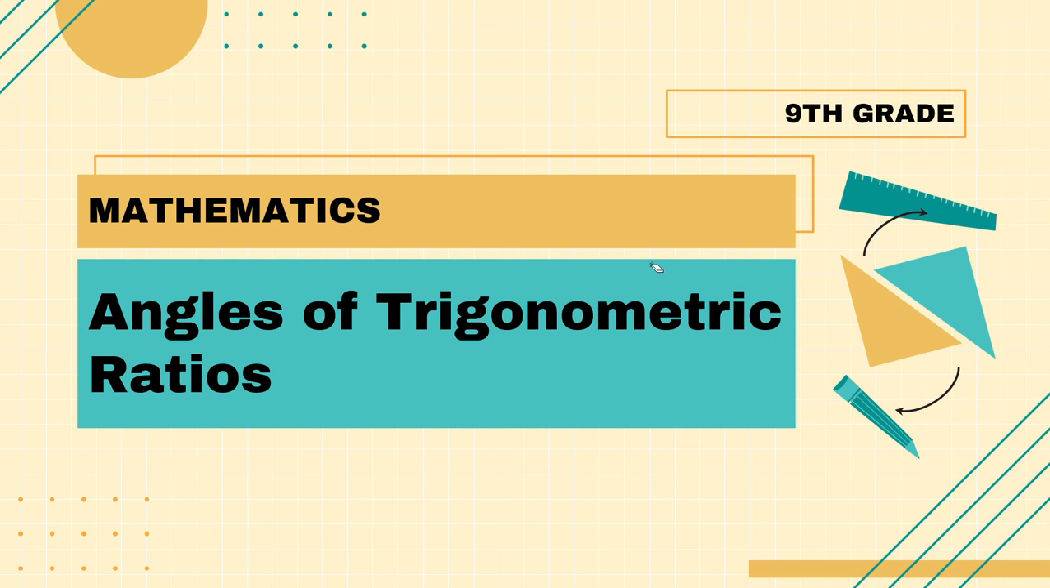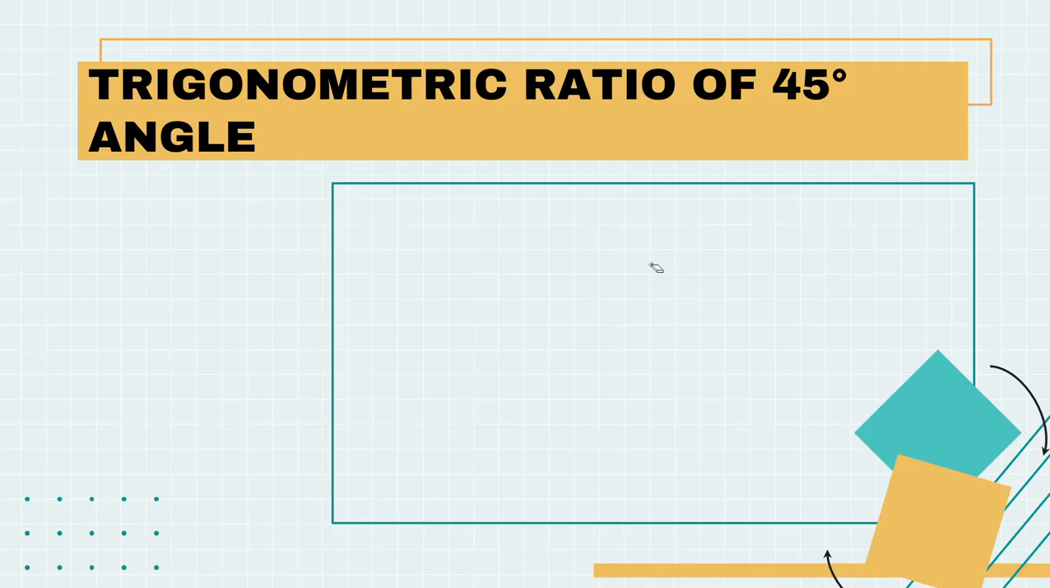Today, I will show you how to get the angles of trigonometric ratios using the special triangles. Okay, the first one is the trigonometric ratio of 45-degree angle.